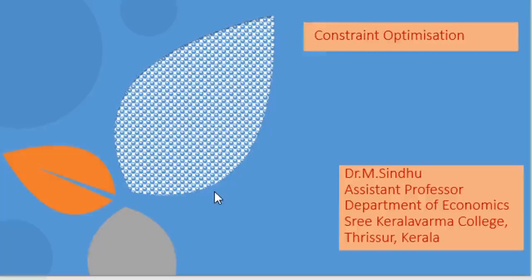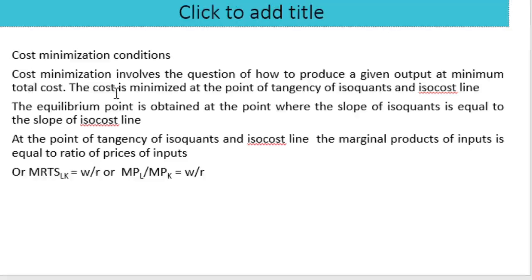In this class, we are going to derive the cost minimization condition using the constraint optimization technique. The cost minimization involves the question of how to produce a given output at the minimum total cost. The cost is minimized at the point of tangency of isoquant and isocost line. Here, the isoquant and isocost line determine the cost minimization condition.